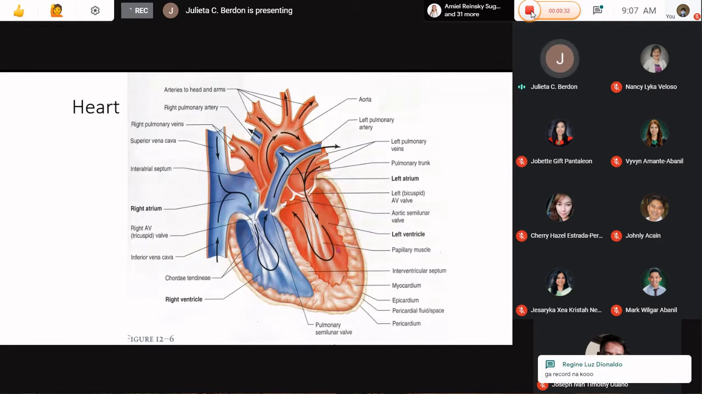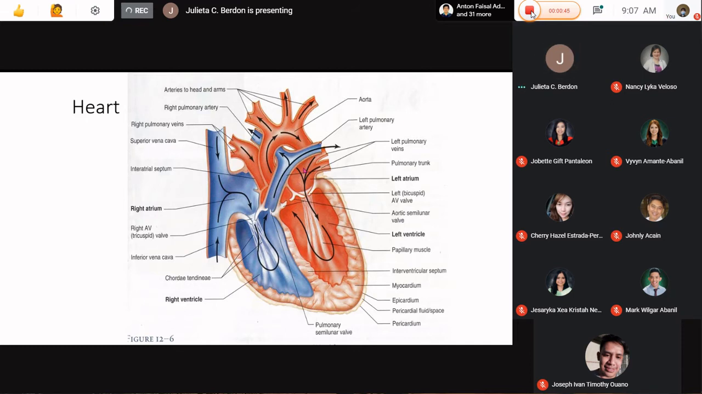Okay, so this is the heart, right? This is the right side and this is the left side. And then, you know that this is the left atrium, left ventricle, right atrium, right ventricle. So, for the valves, you have two semilunar valves. You have the aortic valve, this one. This is the aortic valve, so it is between the aorta and the left ventricle.